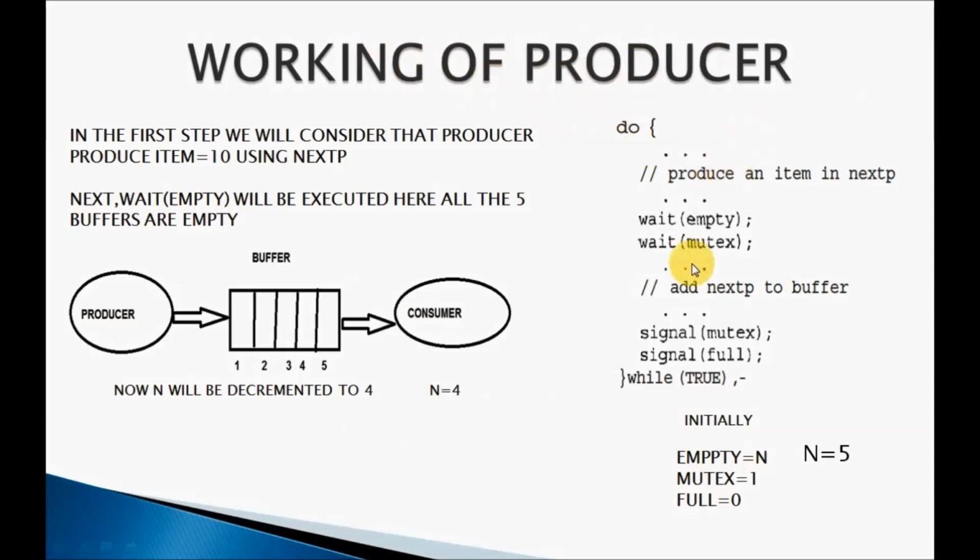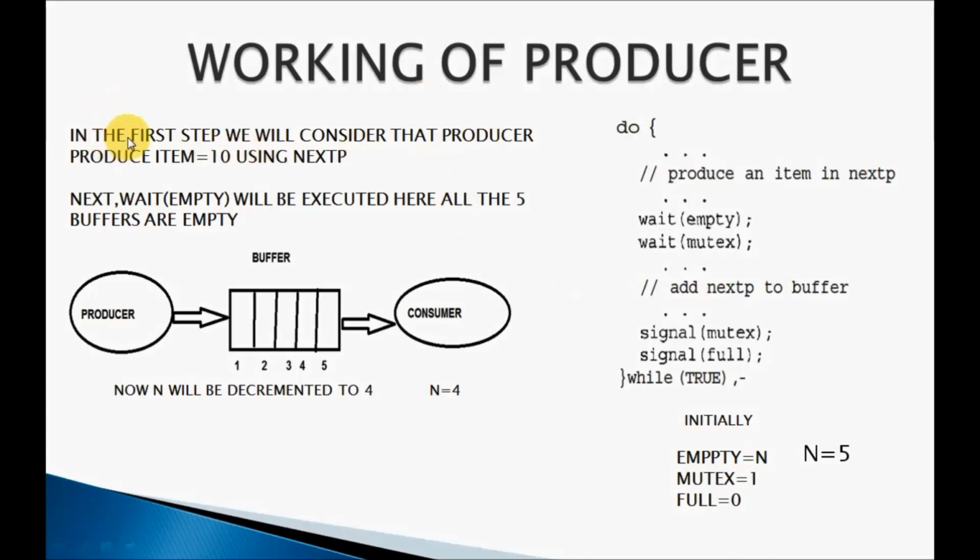You can see here, this is the code of the producer, and these are the initial values of the semaphores. The initial value of the full semaphore is 0, the initial value of the mutex is 1, and empty is equal to n, where n is 5. So these are the initial values of the semaphores and this is the code. Now I will explain the working of the producer.